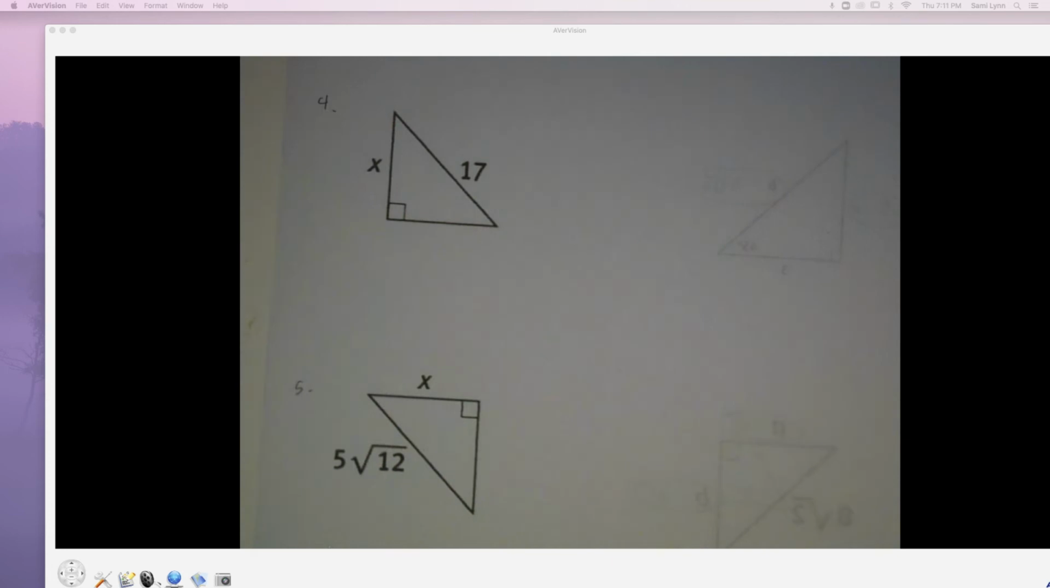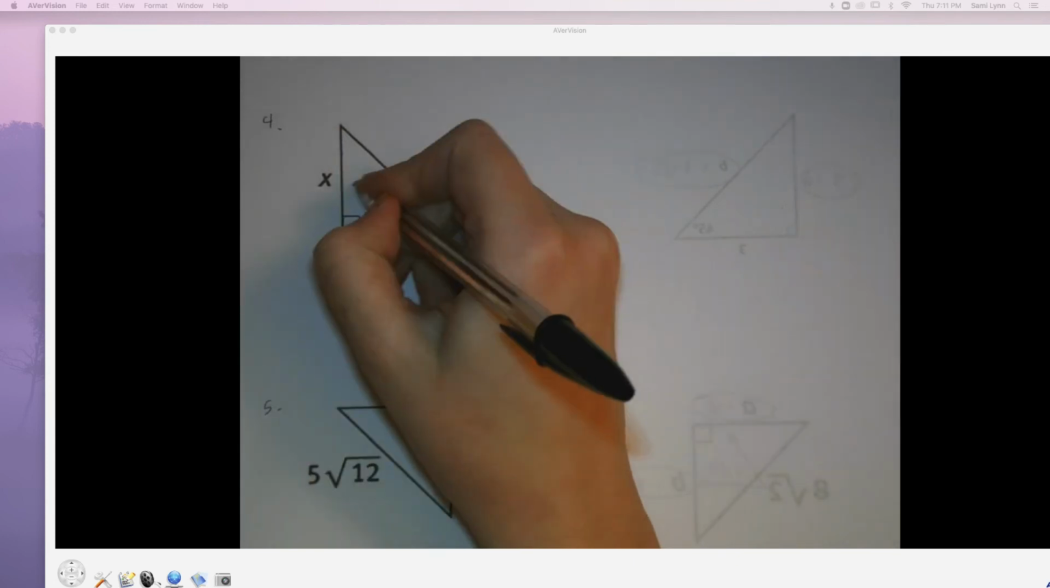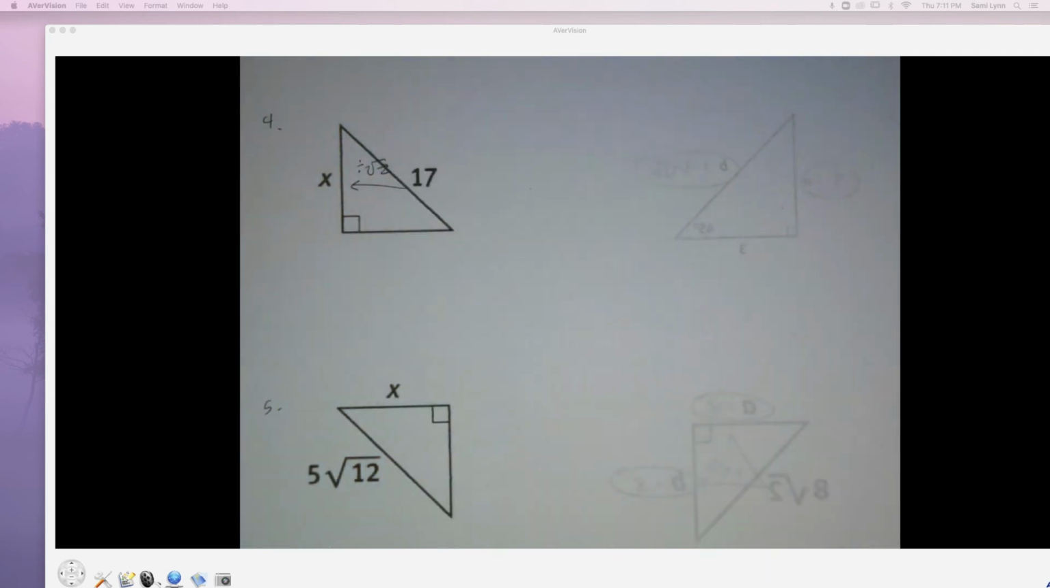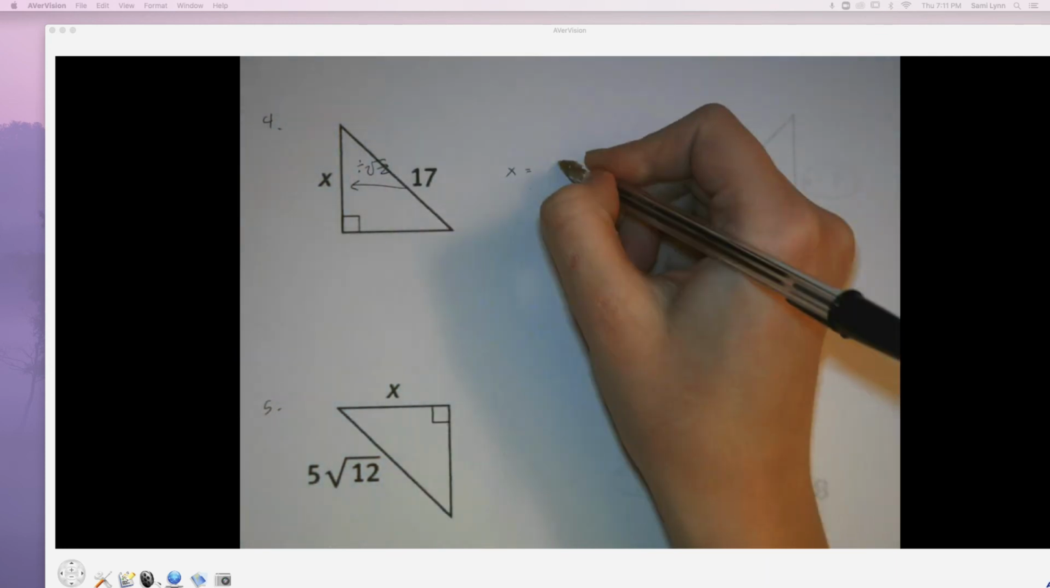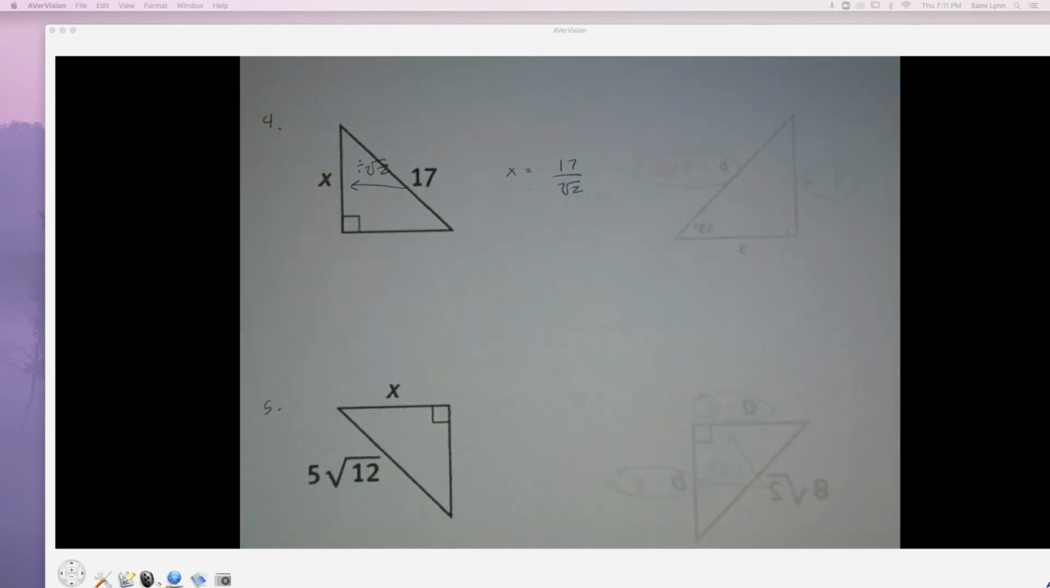Moving on, number 4 here. We are trying to find our legs and we're given a hypotenuse this time, kind of like the last. So what do I have to do to go from my hypotenuse to a leg? I need to divide by root 2. So to find my x, I'm going to do 17 divided by root 2. Now you might be tempted to stop here, but remember, we want to rationalize this. We don't like having those roots in the denominator.